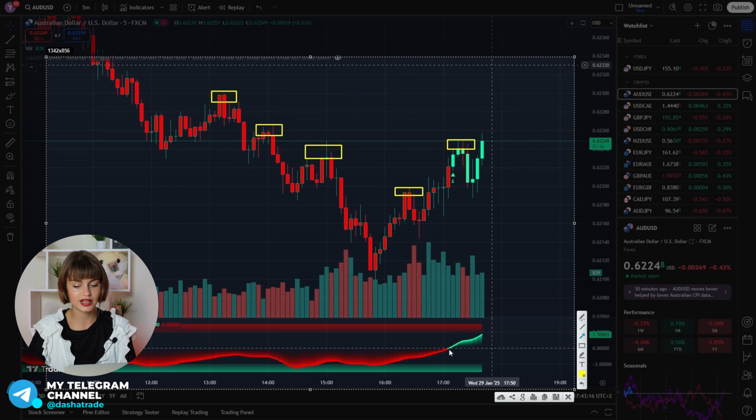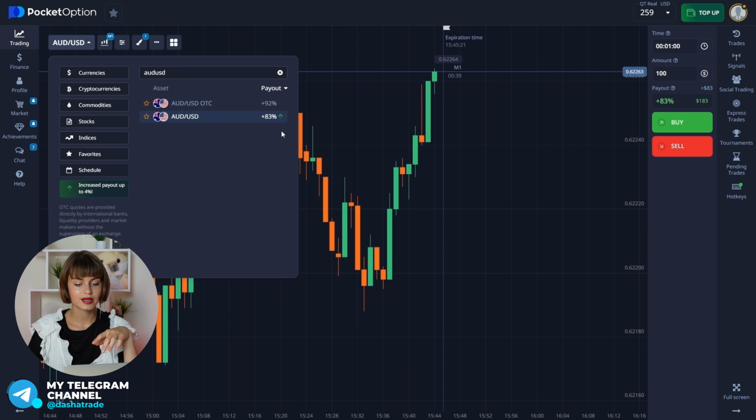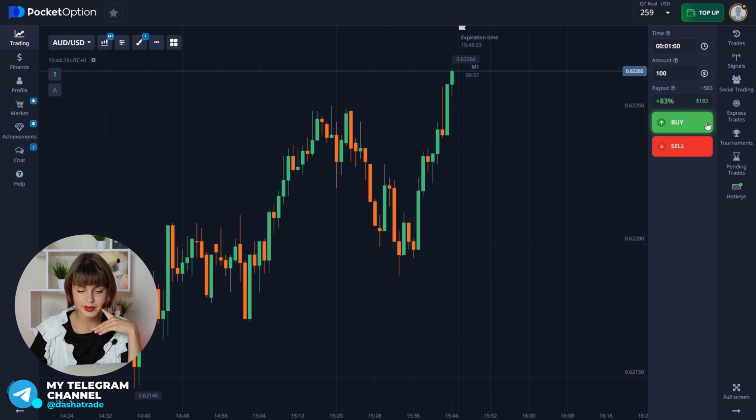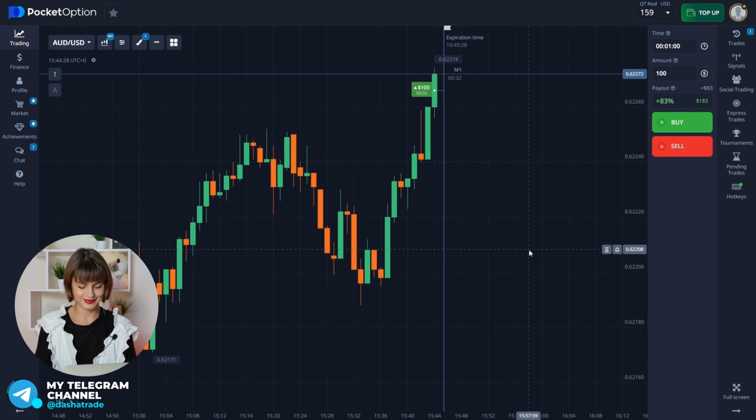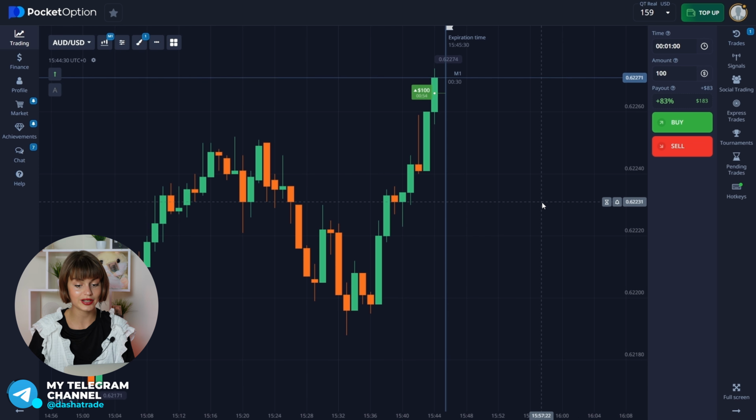And as for another confirming factor, I can note that on the indicator that we're using on the 1-minute time frame, there is also a signal that tells us about the price increase. So I have selected the desired currency pair and immediately open a deal to buy. In case this deal is a profit, I will earn a net profit of $83.